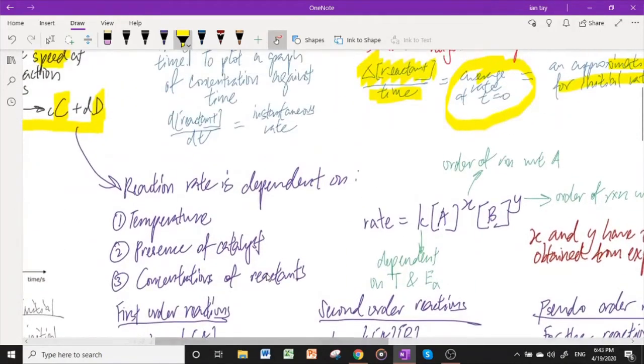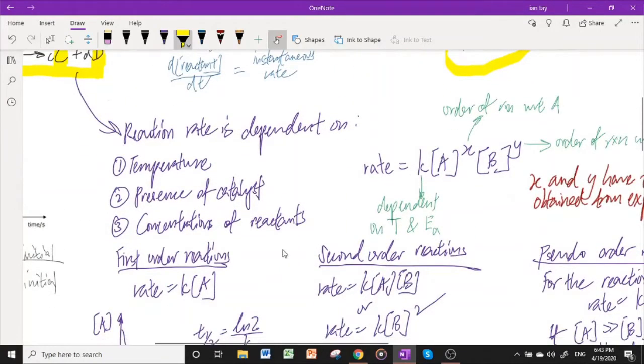So let us take a look now at what reaction rate is dependent on. We will learn in the H2 syllabus that reaction rate is dependent on temperature, the presence or absence of a catalyst, and the concentration of the reactants. So we can express how the rate depends on the concentration of the reactants via the rate equation.